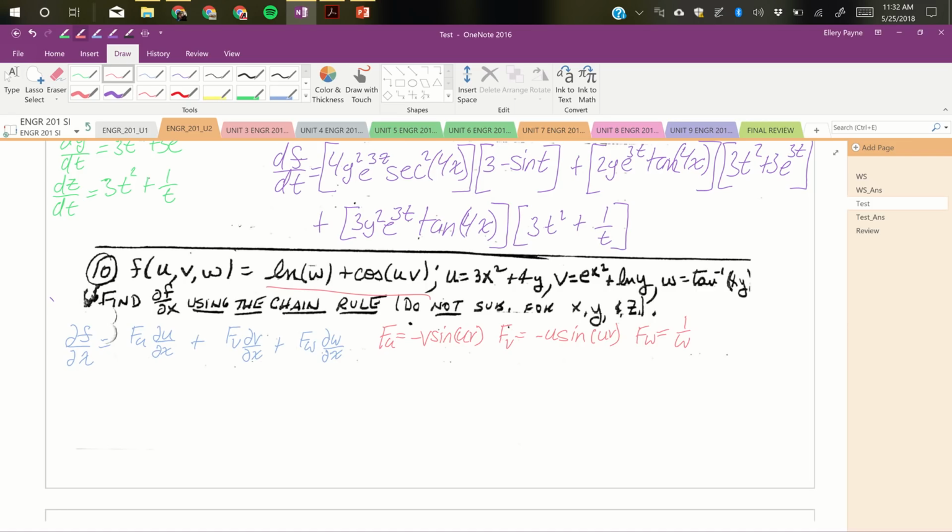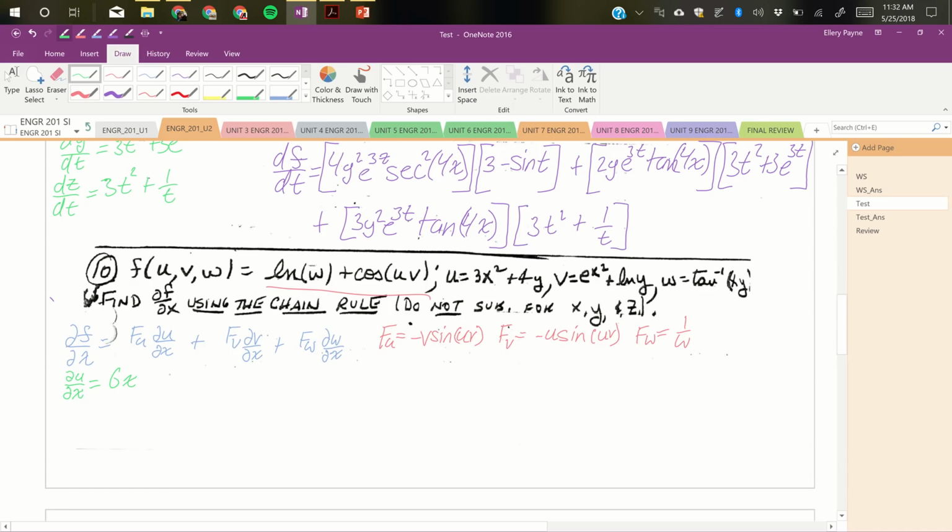Now I have to do partial of u with respect to x, partial of v with respect to x, and partial of w with respect to x. I'll do that in green like I did in the previous one. I'm going to start over here just in case it gets a little bit longer. So partial of u with respect to x equals, you have 3x squared plus 4y, so it just becomes 6x. Never mind, I thought these were going to be way longer, but they're not.